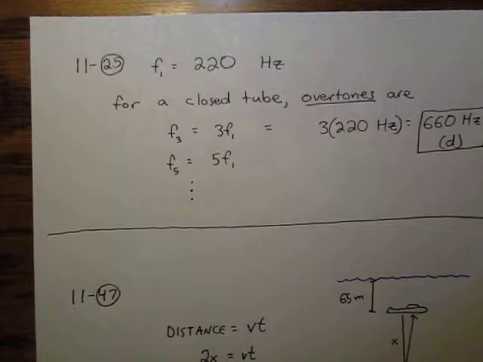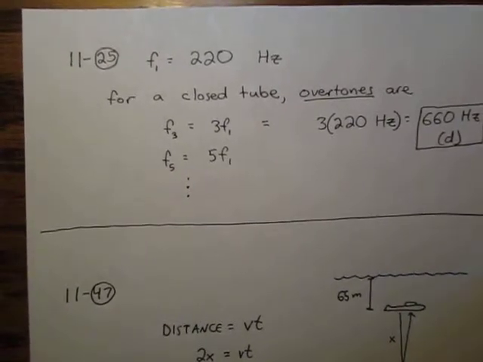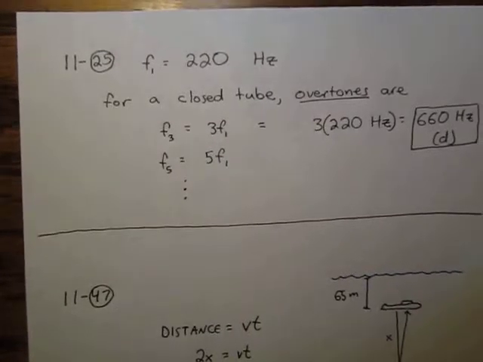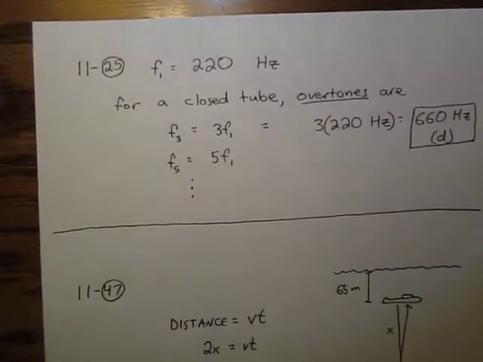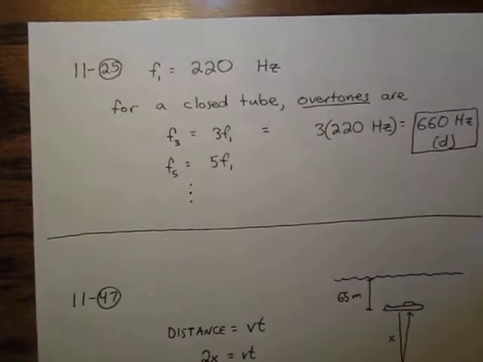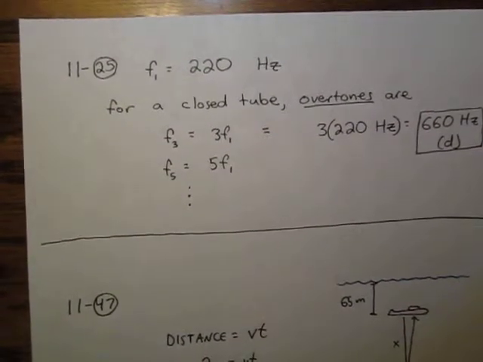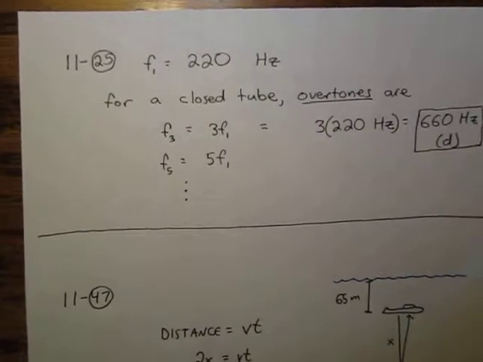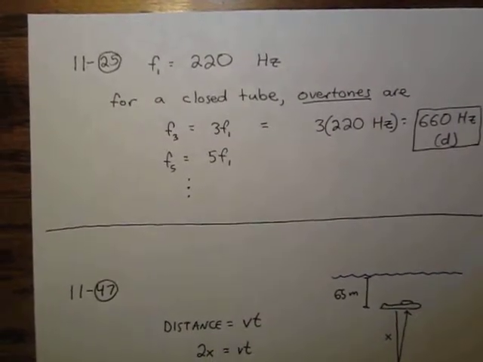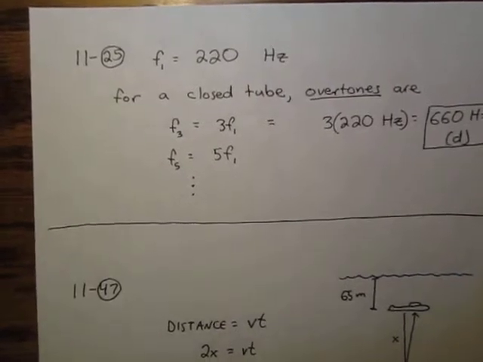So the third frequency, that would be the first overtone, is 3 times the fundamental. The next one is the fifth frequency, which is 5 times the fundamental, and so on. So the first overtone, which we call f sub 3, is 3 times the fundamental frequency. That's 3 times 220 Hertz, and that gives an answer of D, 660 Hertz.